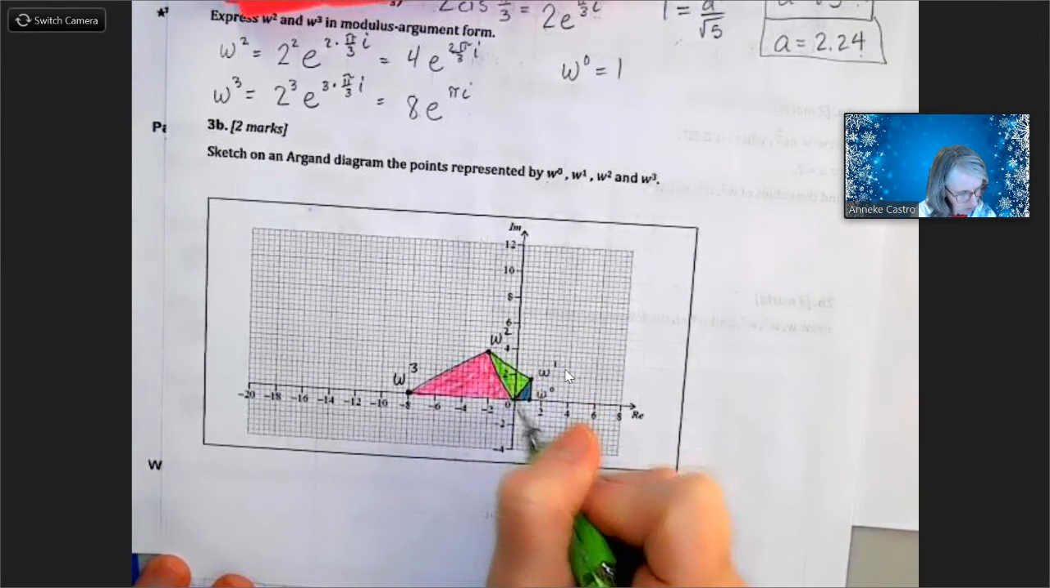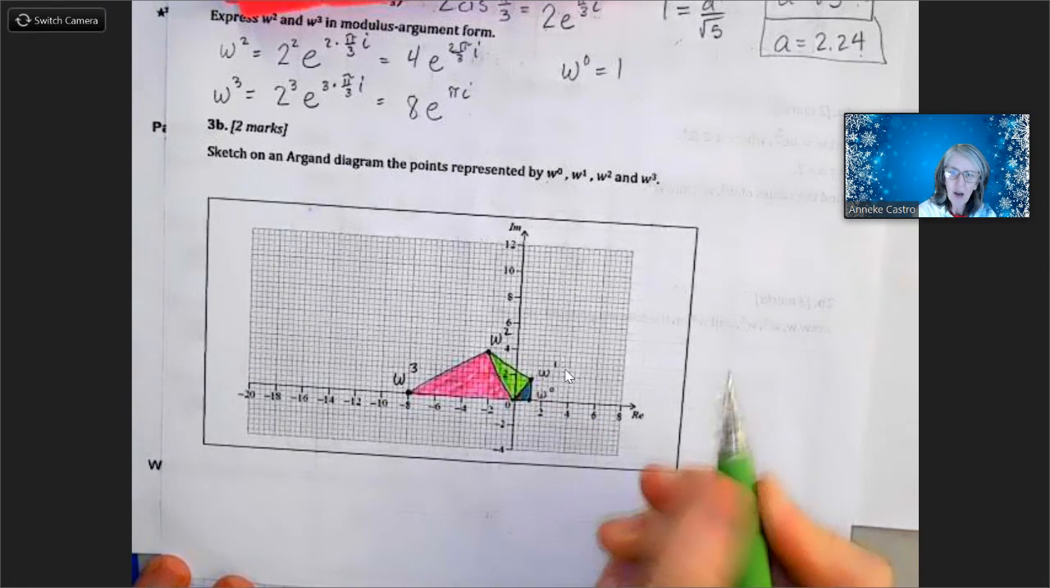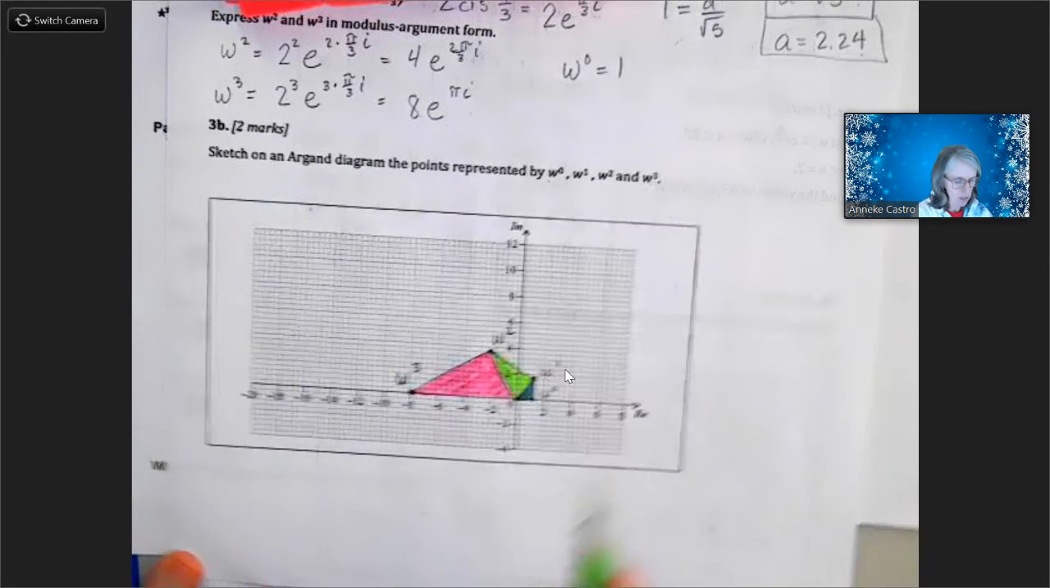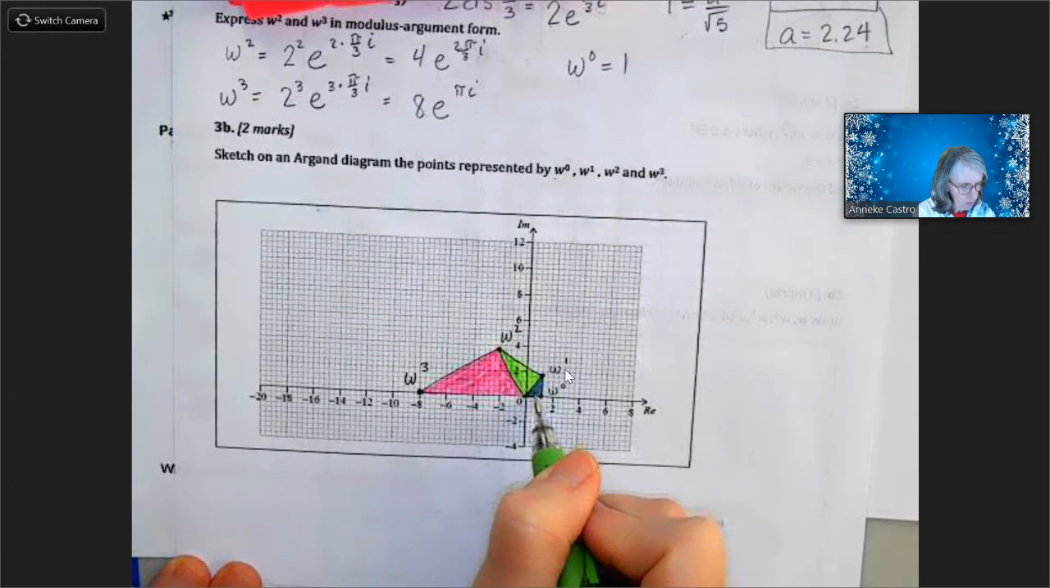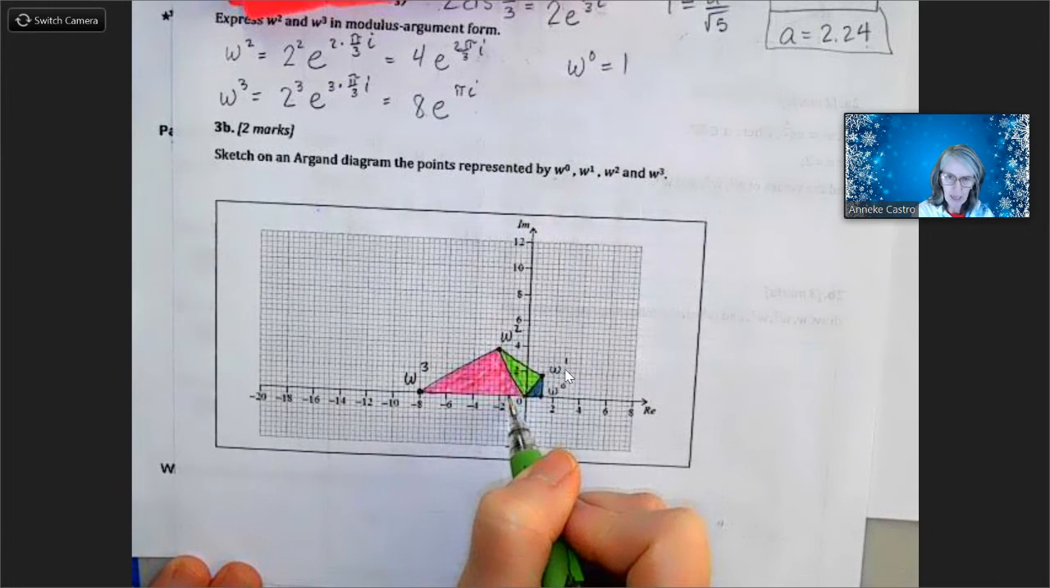Those are my magnitudes, and the angle in between them is pi over 3. As we've noticed, when we raise an imaginary number to a power, the rotation is always the same: pi over 3, pi over 3, pi over 3. So I know all three of these angles here.